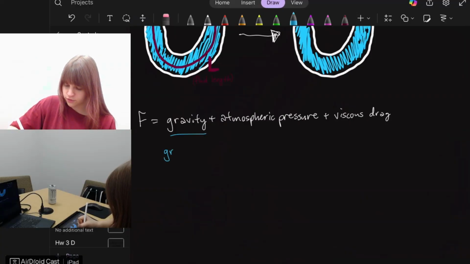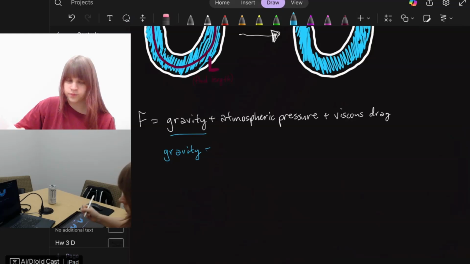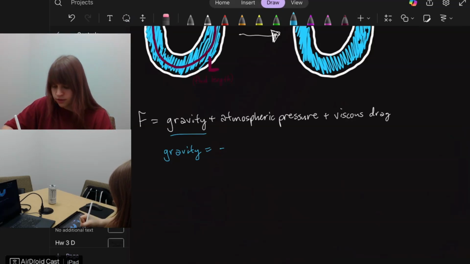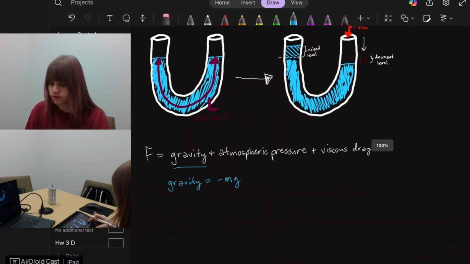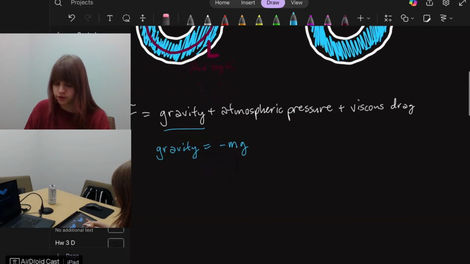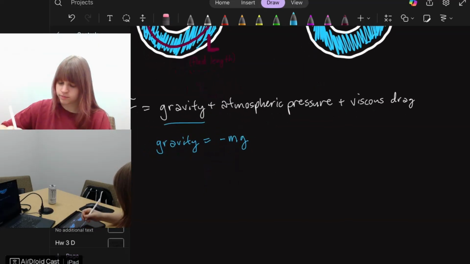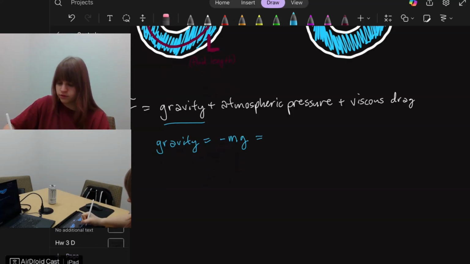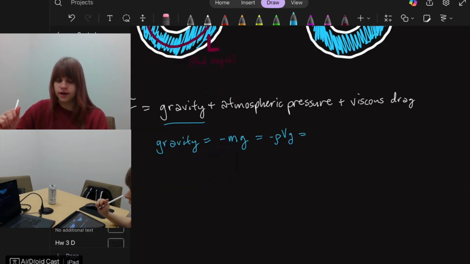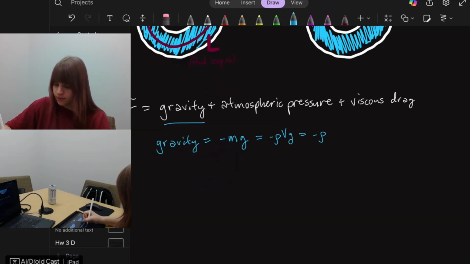So gravity, as we know, is equal to negative mg. We are saying negative because it is pulling down on our system. We know mass is equal to the density times the volume, so we can write this as the density times the volume times gravity, and the volume is the area times the height, so we can also write this as negative rho A H g.